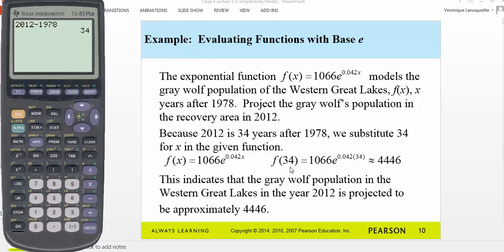So f of 34, the population of the gray wolves in that year, 2012, will be whatever this is over here, and we have to compute that. So let me do that. 1066, and then we want to raise e to the power 0.042 times 34, and press enter, and we can round that to the nearest whole number. 4446 would be the answer.